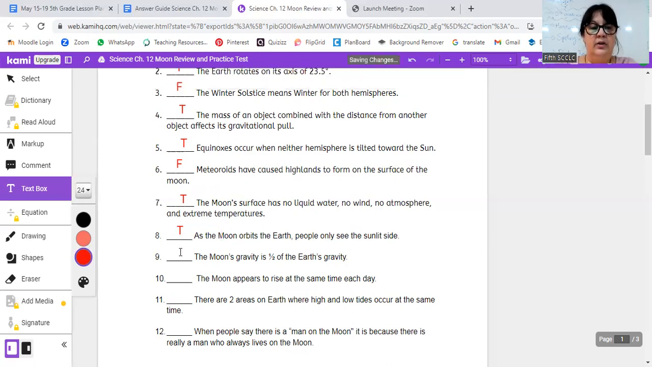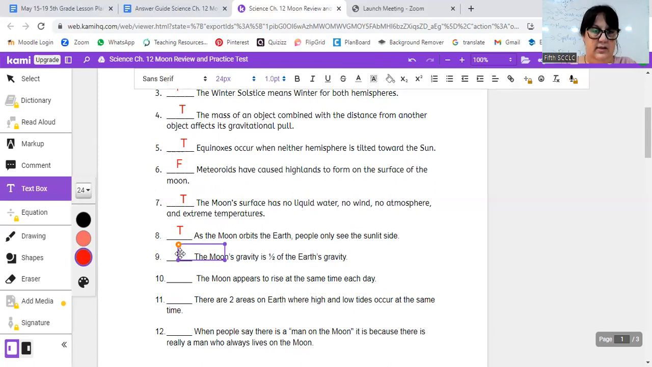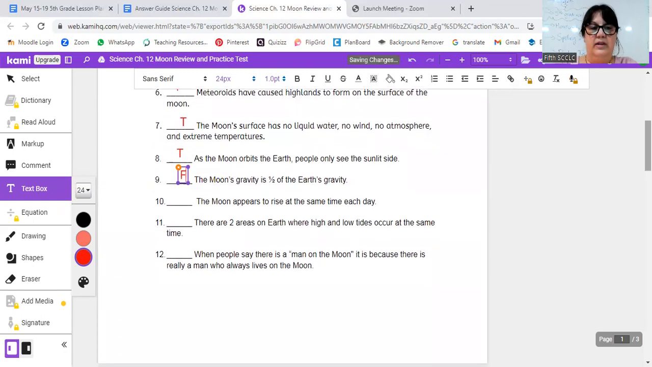Okay. Number 9, the moon's gravity is 1/2 of the Earth's gravity. Emma? False. It is 1/6. Yes. Don't talk when it's not your turn. All right, Sebastian, number 10. The moon appears to rise at the same time each day. False. Good.